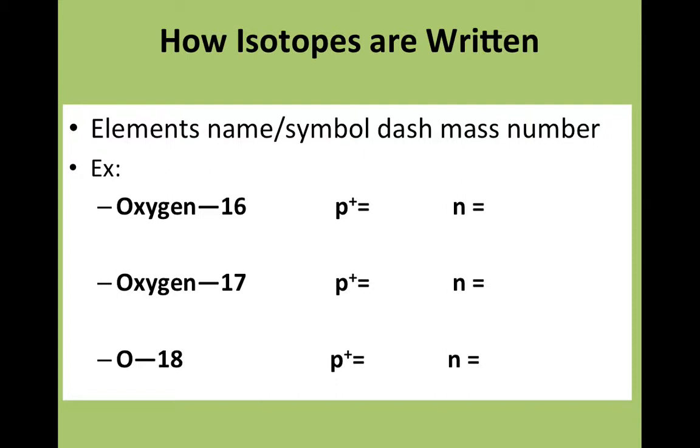Here is another situation where we have oxygen, but now its mass is 17. Now remember, protons stay the same, so they're going to be 8. So now you take 17 minus 8, and then you get 9 for your number of neutrons. And then the last one, 18, your protons are still 8, so your neutrons would then be 10. So you can see here's oxygen getting fatter.